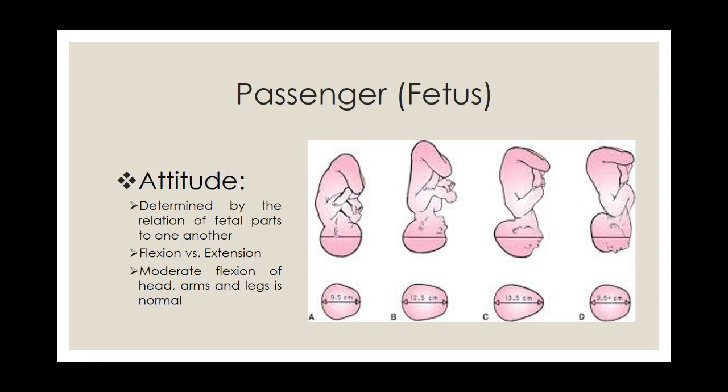We like to see flexion of the baby's parts, the arms and the legs and the head. If a baby is flaccid or extended, that's not a good sign. Their neurological system is not intact if that's the case. So what we like to see are the arms to the chest and the legs pulled up to the abdomen.